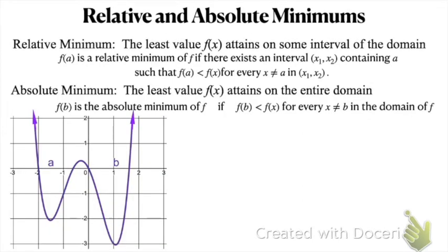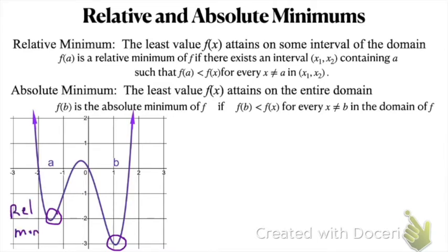This is the same idea for relative and absolute minimums as for maximums, but now we're looking for the low points. And the relative minimum is the least value f of x attains on some interval of the domain. And the absolute minimum is the least value f of x attains on the entire domain. So again, we look at our low points. We have a low point here. We have a low point here for what's surrounding it. So roughly at -1.5, -2, we have a low point. That y value is lower than everything around it, so it is a relative min.